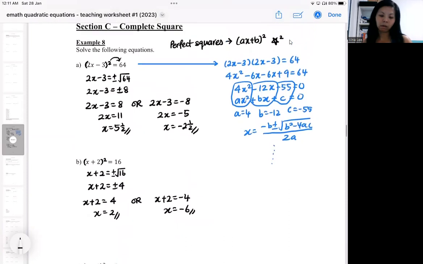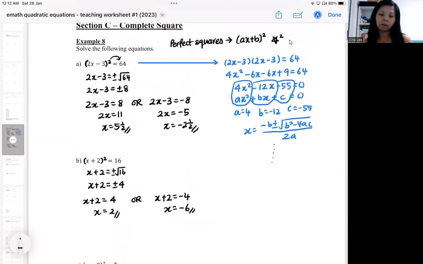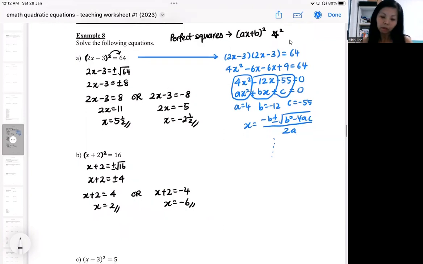In example 8, I'm trying to show you that if you have a perfect square equal to something in this format, instead of expanding out, it will be faster if you take a square root, a positive and a negative square root. But it will still work if you prefer to expand it out. You can try the idea, but we go for the shorter one during the exam because it saves time and reduces the exposure to careless mistakes.